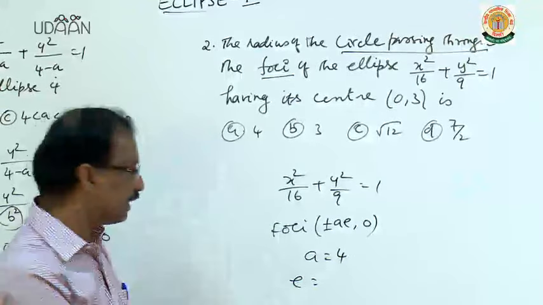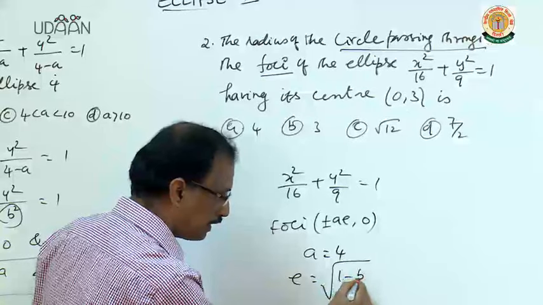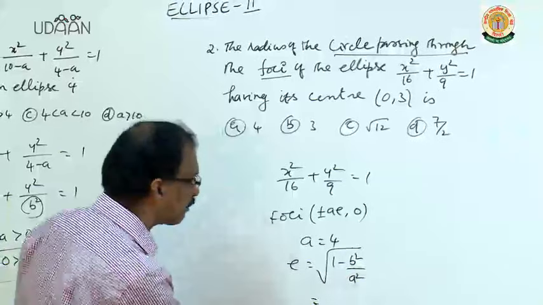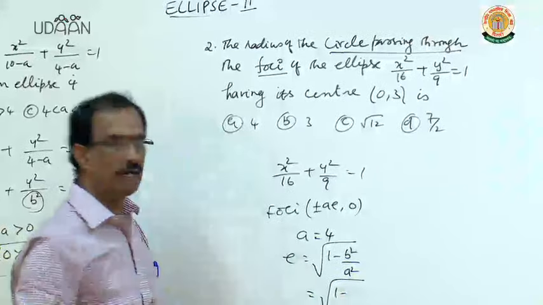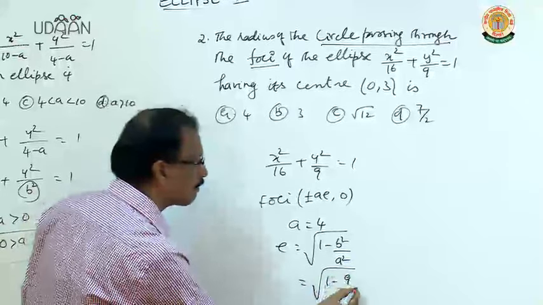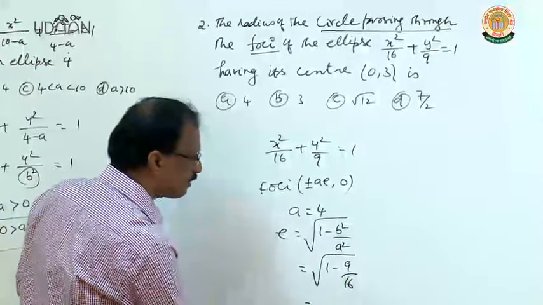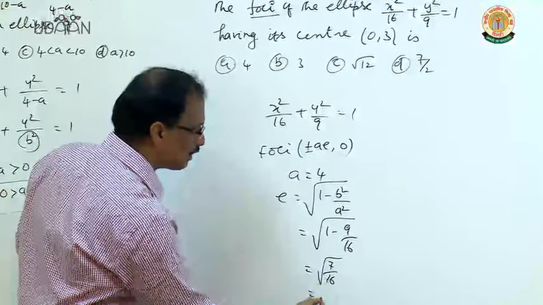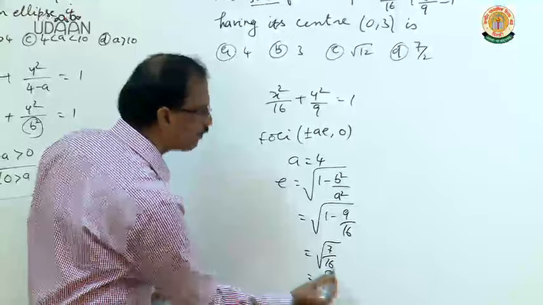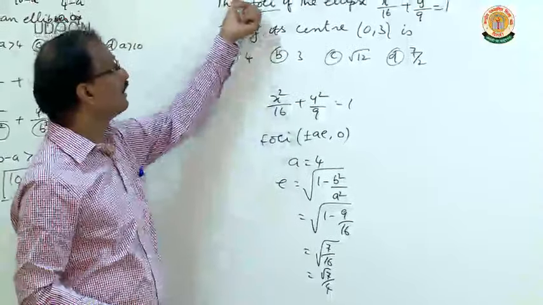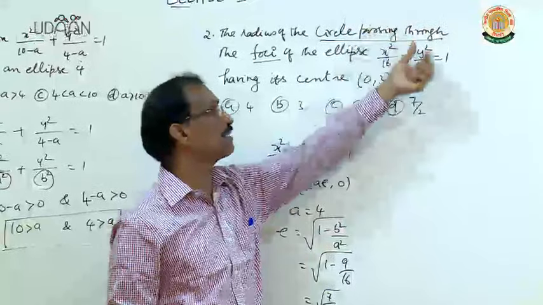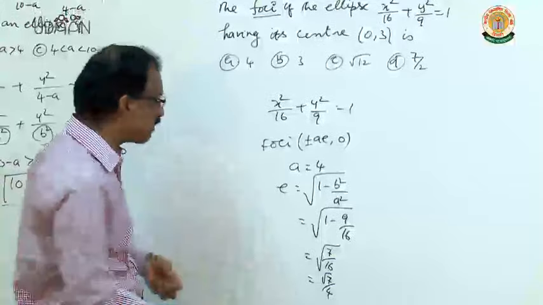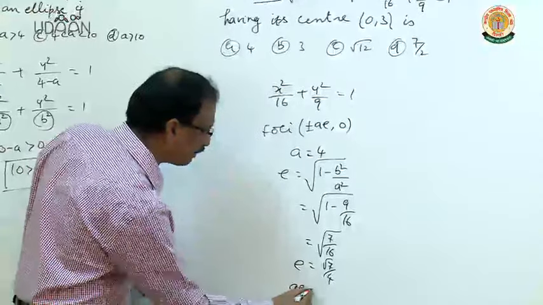So e क्या मिलेगा, root of 1 minus b square by a square. So root of 1 minus b square क्या है 9, a square क्या है 16. So मिलेगा आपको root of 7 by 16 या root 7 by 4. So now here the radius of the circle passing through. So now we got e is root 7 by 4. So e मिल गया तो ae मिल जाएगा.